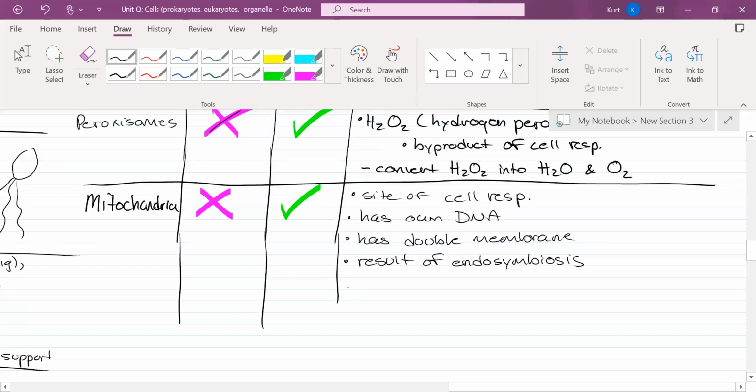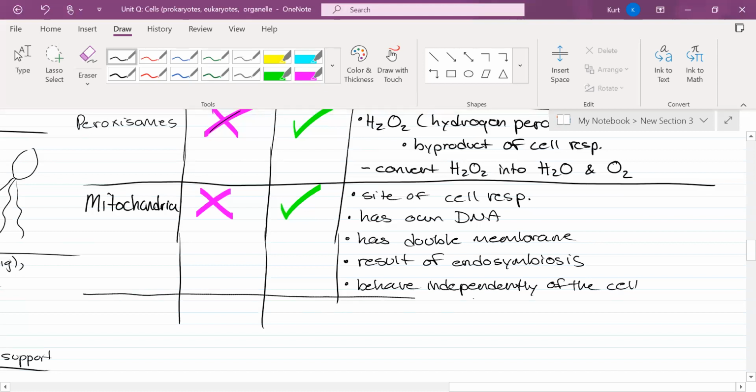All right. Let's see what else. They behave independently of the cell. Remember, they used to be their own living thing. Oh, one other thing I forgot to mention. Found in all eukaryotes. Plants, fungi, animal, protists, you name it.